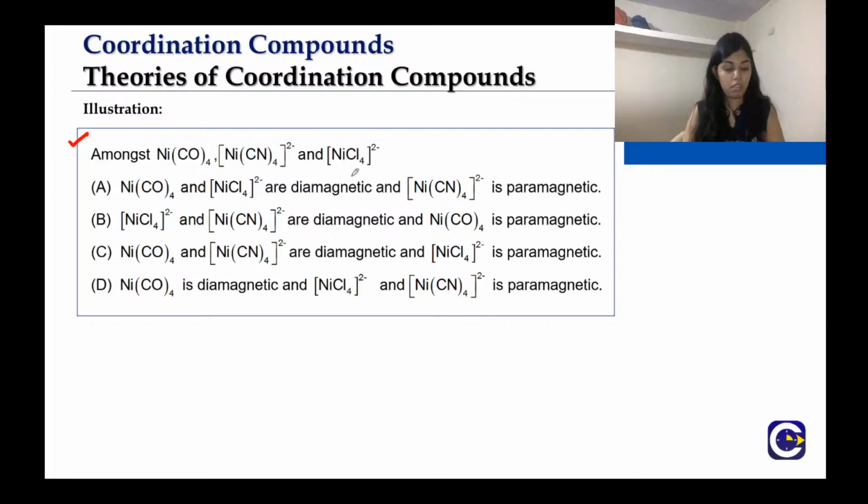Now, give the answer for this third question. Question number 3. These are the 3 complexes. You have to tell which of them are paramagnetic and which of them are diamagnetic amongst A, B, C, D. Work out the hybridizations and you need to find out the number of unpaired electrons also in these 3 complexes and then decide which one is diamagnetic and which one is paramagnetic.